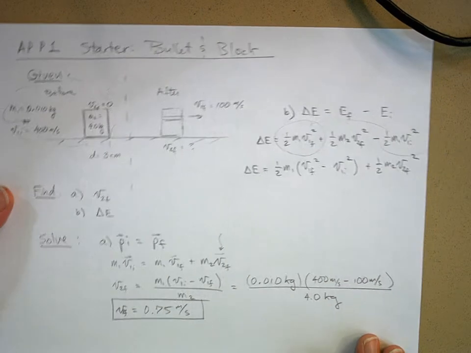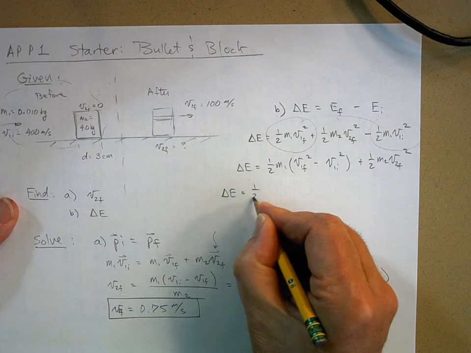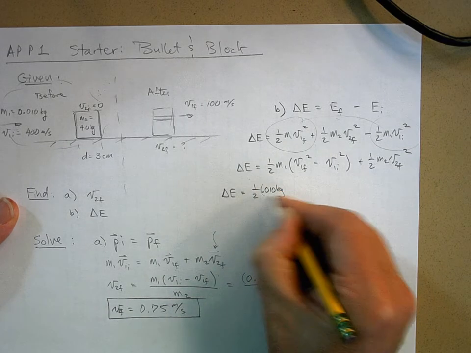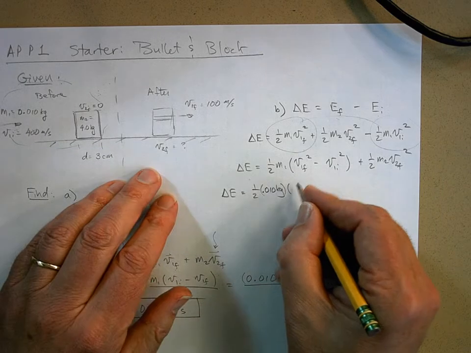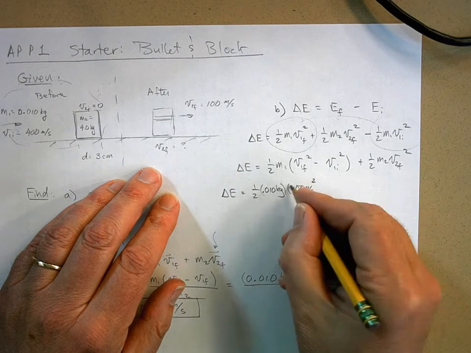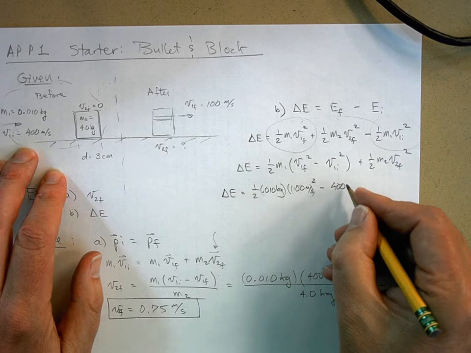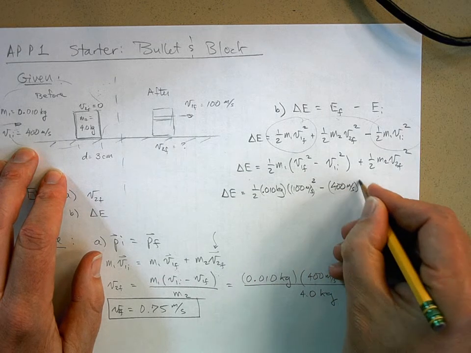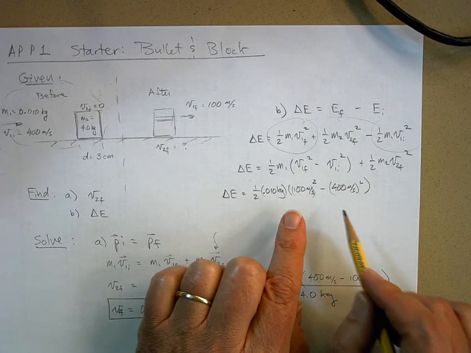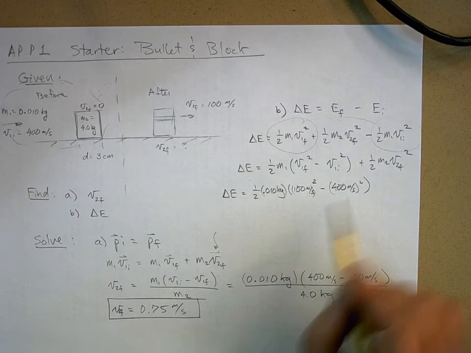Now I'm ready to plug in my values. That's going to be 1/2, m1 is 0.010 kilograms, v1 final is 100 meters per second, I've got to square that, minus 400 meters per second, and I've got to square that. Now, here's what you can't do. You can't go 100 minus 400 is negative 300 and then square that. It won't work. You have to square them separately and then take the difference.